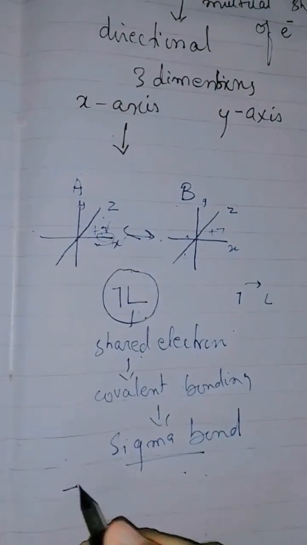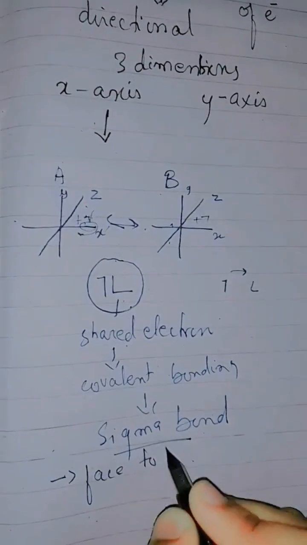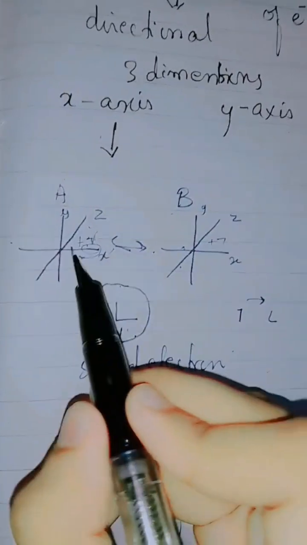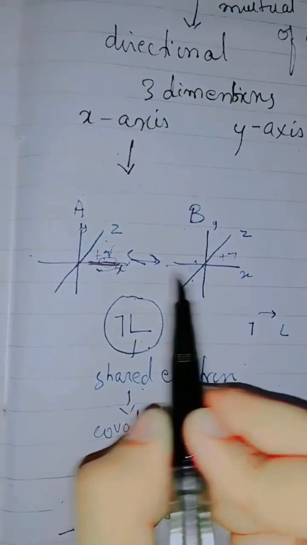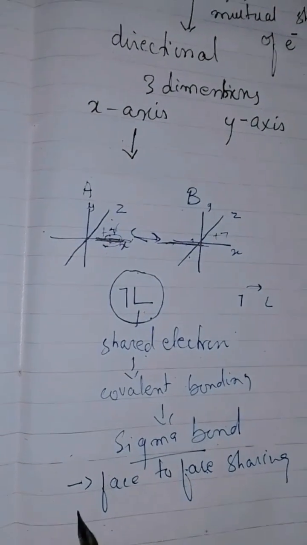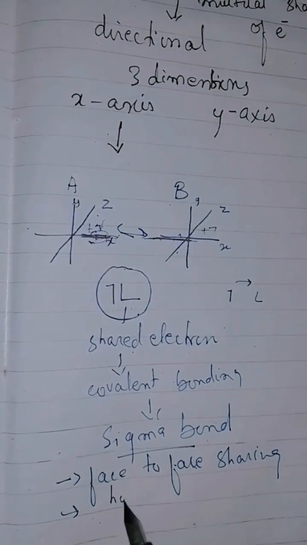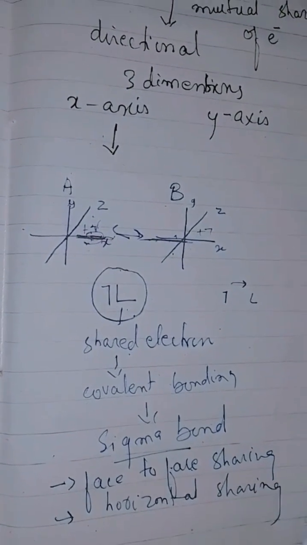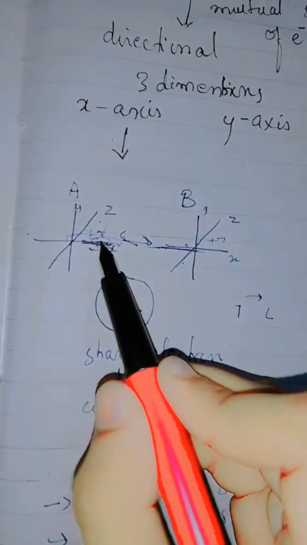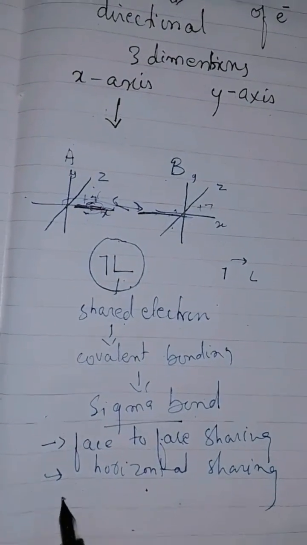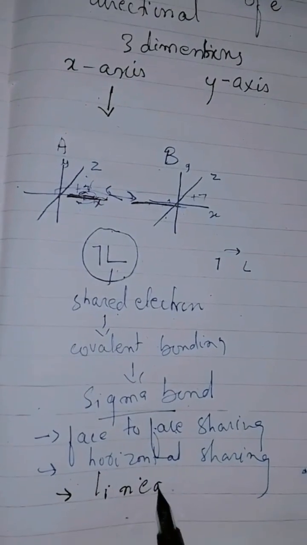We call this face to face sharing. How is it face to face sharing? These are on the same line, facing each other, so that is called face to face sharing, or we can call this horizontal sharing. That is why the sigma bond is a horizontal sharing, or we can also call it a linear sharing.